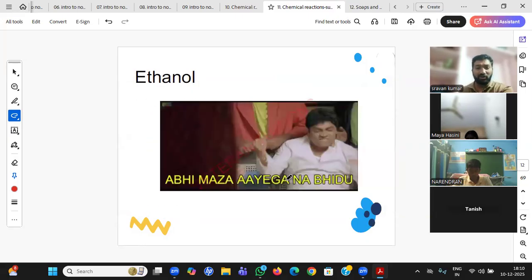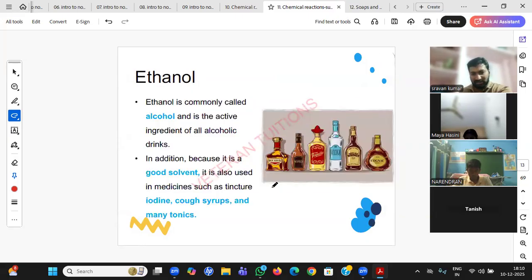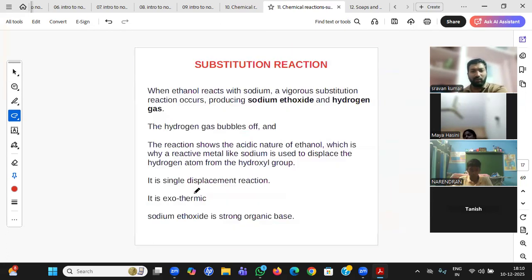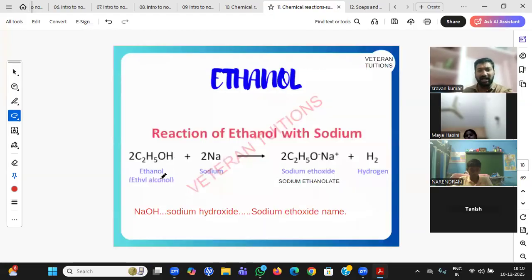We said that ethanol is toxic, and it is an ingredient of all alcoholic beverages. It is used in iodine, cough syrup, and many tonics we spoke about. And what did we see about the ethanol reaction? You can see C2H5OH plus Na. What does that mean? Ethanol reacting with a metal.